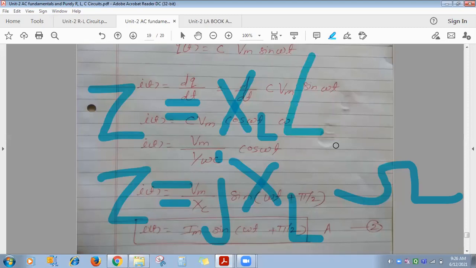Polar form. Convert rectangular to polar. Suppose the impedance is plus 5J. XL जो है 5 ohm है. So Z क्या आएगा? Plus 5J ohm. And what will be its polar form? ये rectangular हुआ है. Lower one is rectangular. What will be its polar form? Using a calculator you can calculate it.